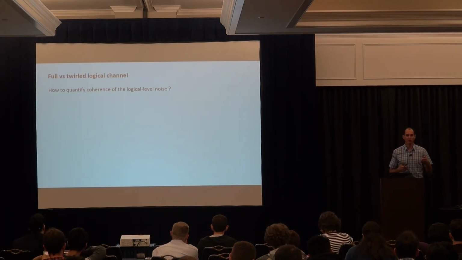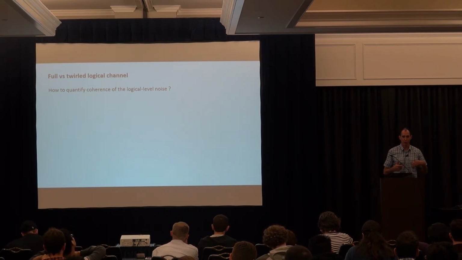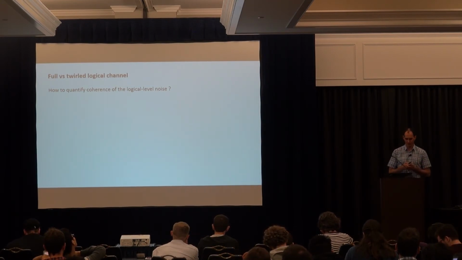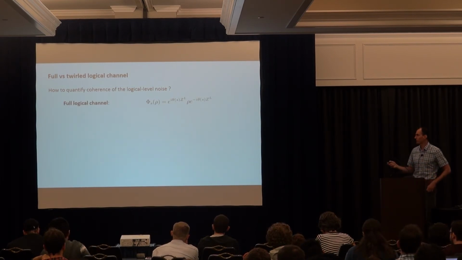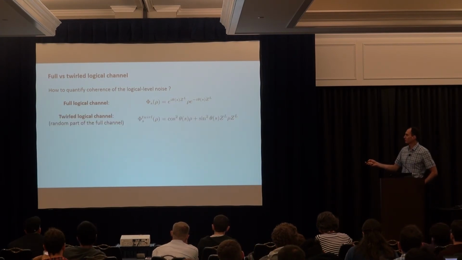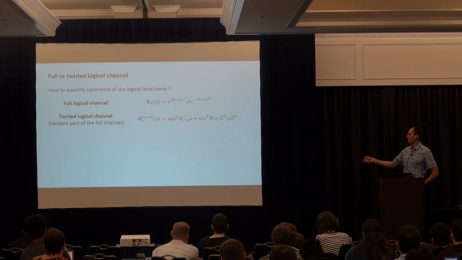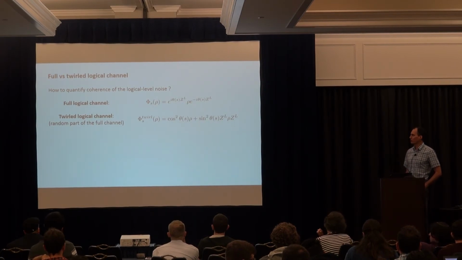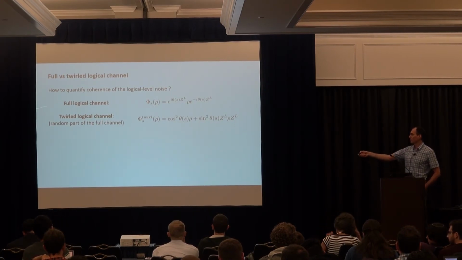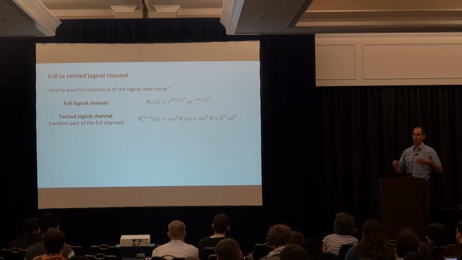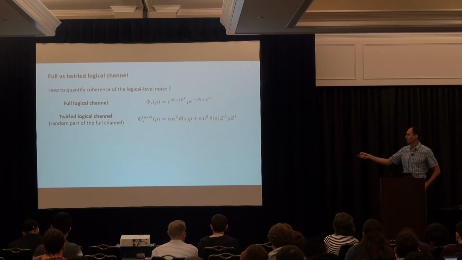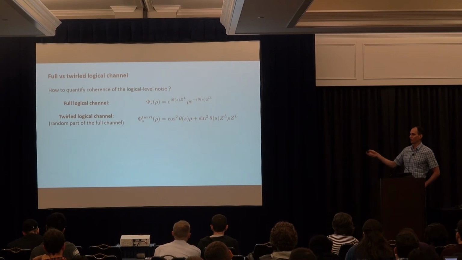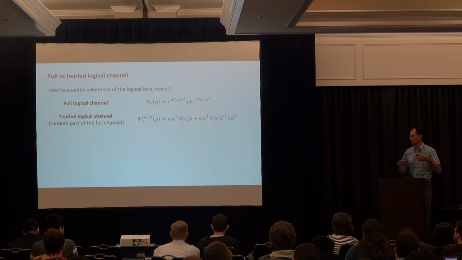Now suppose we want to quantify how coherent our logical level noise is. There could be many ways to do this, but suppose we define two different logical channels. The full channel just applies a logical Z rotation, and the twirled logical channel is obtained from the full channel by applying Pauli twirling. So basically, we disregard all the coherent component of our logical noise.